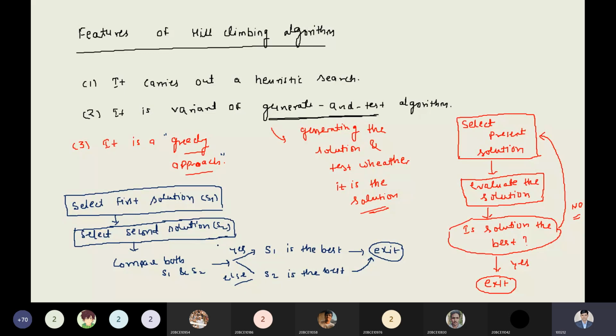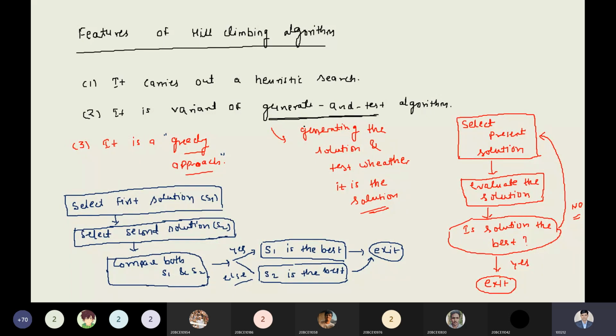Again, I have to use the diamond symbol over here, but for understanding purposes, I'm just using this box. If S1 is best, then I choose S1, otherwise S2 will be the best. So this is the point. After choosing the best solution, S1 or S2, I will terminate my approach. This is the reason we call it a greedy approach.